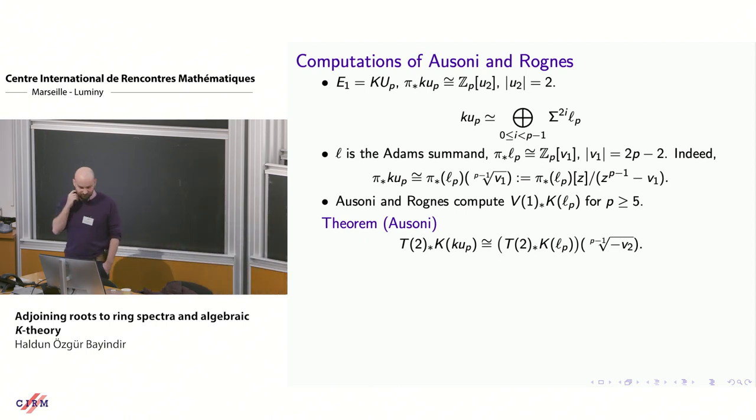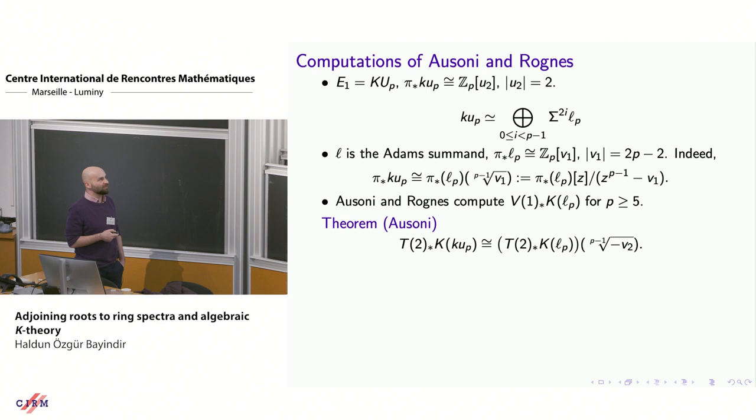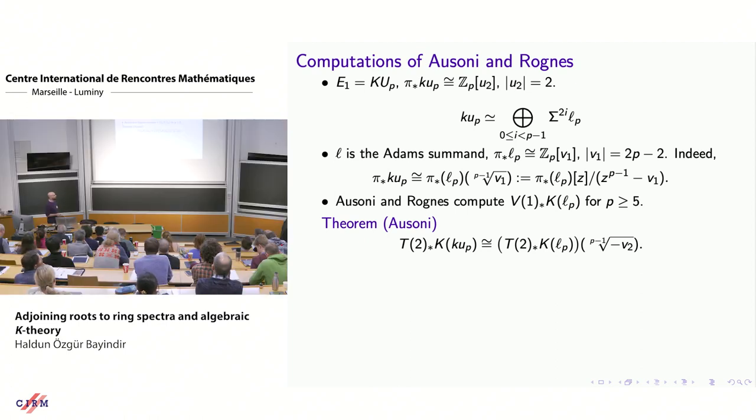Because in that case, this root adjunction to V1 basically turns into a p minus 1 root adjunction to negative V2. So this is a quite interesting and simple result that comes out of these computations. It is, I think, quite surprising because a height 1 root adjunction turns into a height 2 root adjunction. There is some redshift. This doesn't exactly appear at the level of V1 homotopy. Something similar happens, but what you see is not as simple as this one. So this is, in a certain way, a quite interesting result.